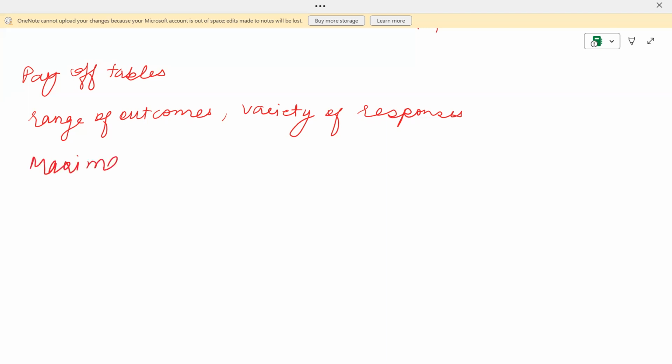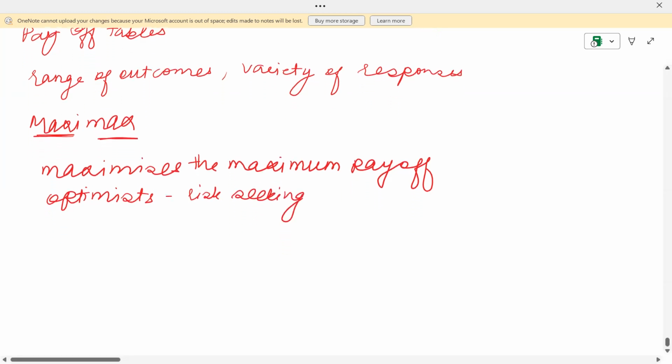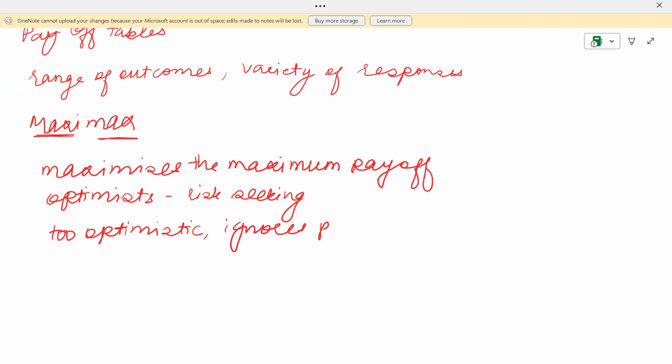First is the maximax rule. As the name suggests, we are choosing the maximum out of the maximum outcomes. So it involves selecting that alternative which maximizes the maximum payoff. Usually it's suitable for optimists. Optimists are those people who are always thinking positive. So optimists, risk-seeking people, these are the people who seek to achieve the best results if the best happens. And the drawback is that it is too optimistic and it ignores probabilities.